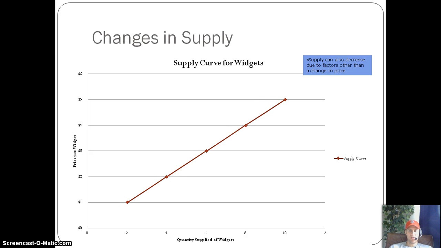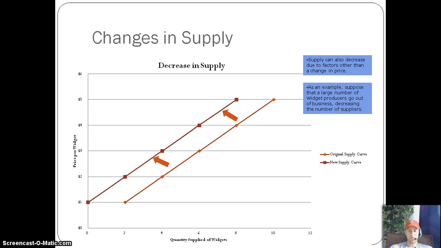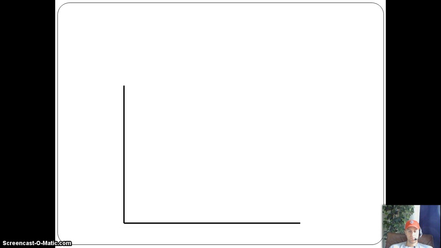Now, supply can also decrease due to factors other than a change in price. Let's say that a large number of widget producers go out of business. All of a sudden there's only one factory making widgets. Well, there's not going to be as many widgets on the market. Supply is going to decrease. It will shift to the left at every single price. At $1, $2, $3, the number of widgets being provided has decreased. At $1, now there are no widgets offered for sale. At $2, there are only 2 widgets as opposed to 4 before.